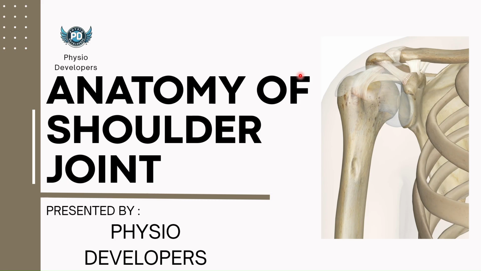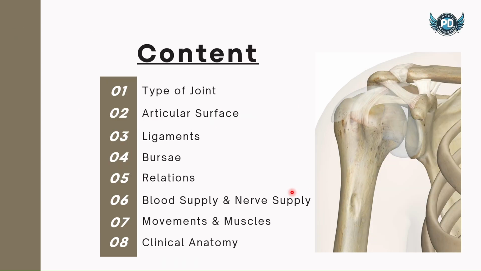Hi everyone. Now we are going to discuss anatomy of shoulder joint with beautiful pictures. First, coming to the contents, there are 8 contents in shoulder joint. First one is type of joint, articular surface, ligaments, bursae, relations, blood supply and nerve supply, movements and muscles. Last one is clinical anatomy. These are the 8 contents present in shoulder joint.